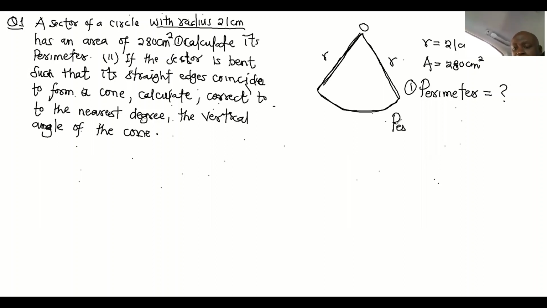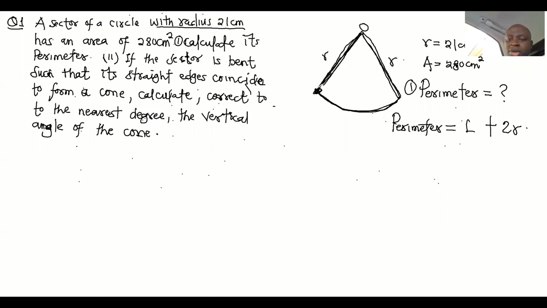Okay, perimeter of a sector is simply equal to the length of the arc plus 2 radii. You know what is called perimeter. I've explained this. Perimeter is the sum of all the outline of the shape. So what are the outlines that make up this shape? Let's start from here. If you go like this, like this, like this, that's what makes up this shape.